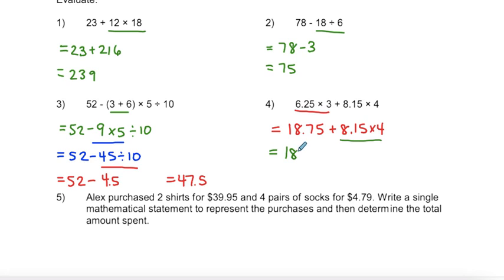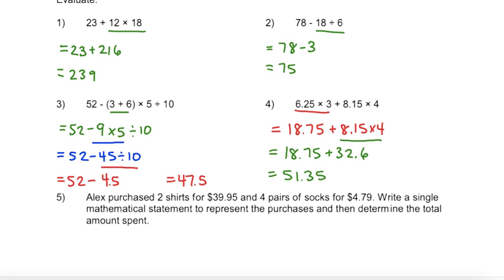So I'm doing 18.75, and I'm going to add whatever I get when I multiply 8.15 times 4, which is 32.6. And my last step is to add 18.75 to 32.6, and that gives me a final solution of 51.35.